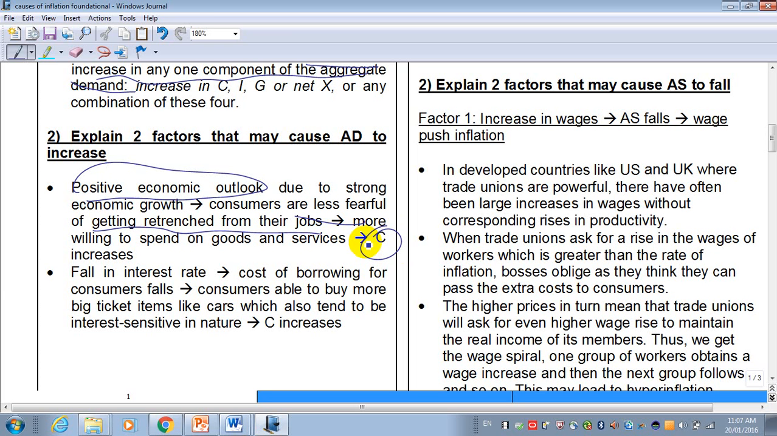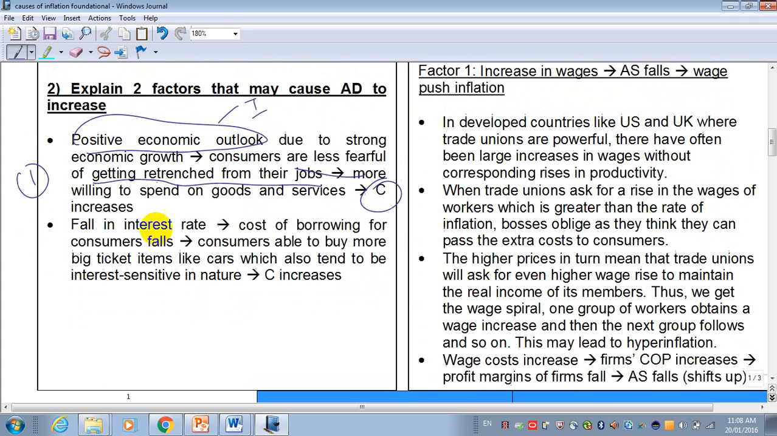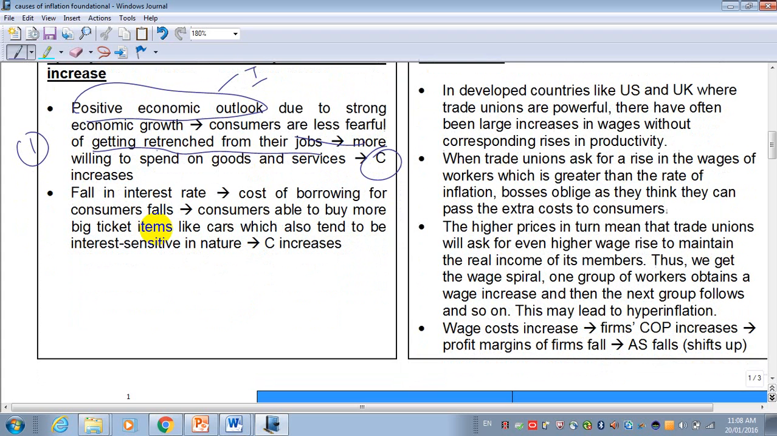Okay, and we said that with a positive economic outlook, it can increase the expected rate of returns on investments because investors increase their business confidence. Okay, you can take that down as well. Because this can also affect the level of investments. Okay, so that is the first factor. All right. Now, the second factor that I can raise is that of a fall in interest rates.